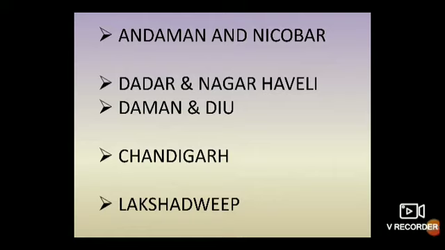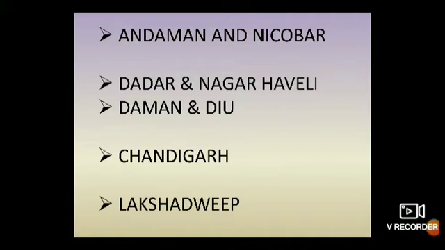So which is the newly formed union territory in India? Do you all know that? Yes, it is Jammu and Kashmir. So the state Jammu and Kashmir was divided into two, Jammu and Kashmir and Ladakh. So Ladakh is one union territory and Jammu and Kashmir became another union territory. Okay.